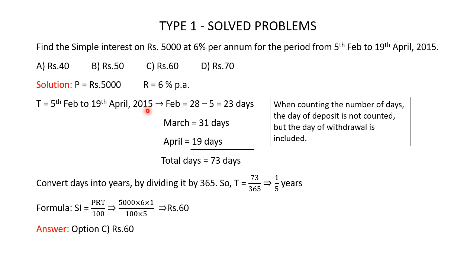February has 28 days in the year 2015. So in February, since you have to exclude 5th February, you have 28 minus 5, that is 23 days. In March, there are 31 days. In April, since you have to include 19th April, you have 19 days. So total number of days is 23 plus 31 plus 19, which is 73 days. So time is 73 days.